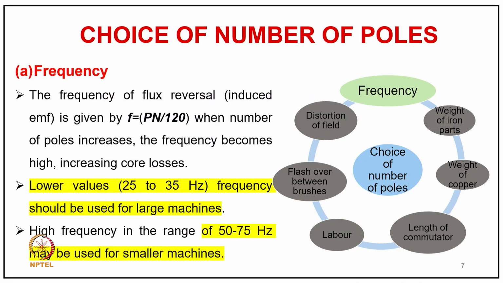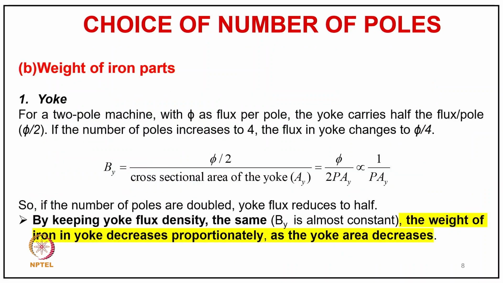First is the frequency. The frequency of reversal of induced voltage is given by f equal to Pn upon 120. When the number of poles increases, the frequency becomes high, increasing core losses. A lower frequency of 25 to 35 Hz should be used for large machines, and a higher frequency in the range of 50 to 75 Hz may be used in smaller DC machines.